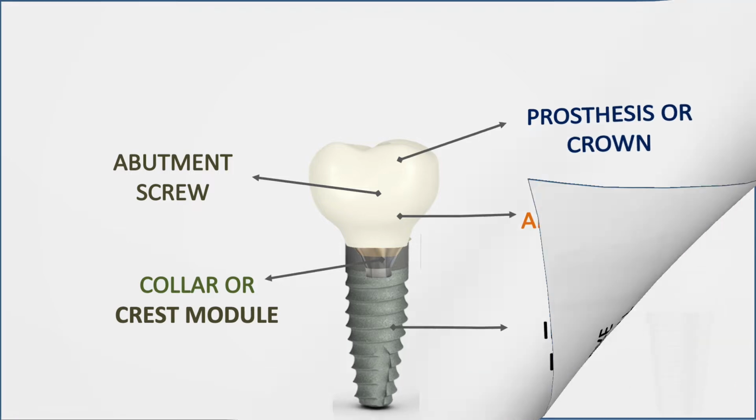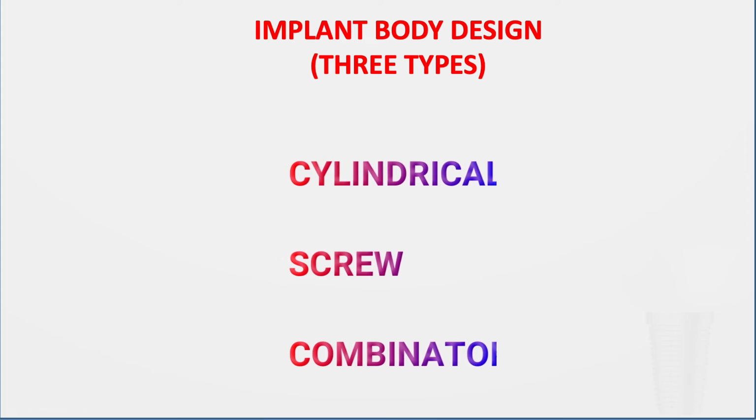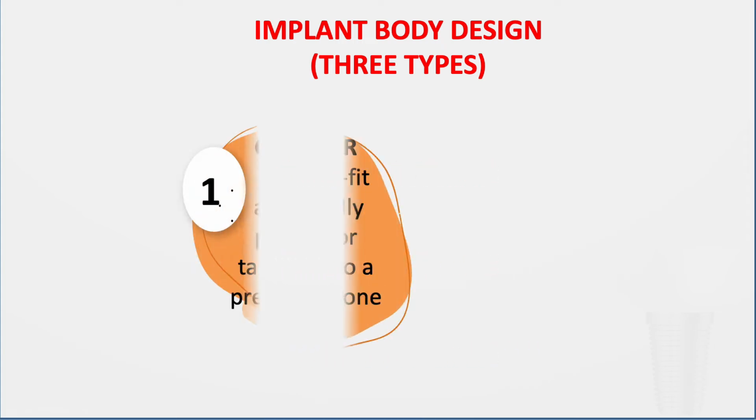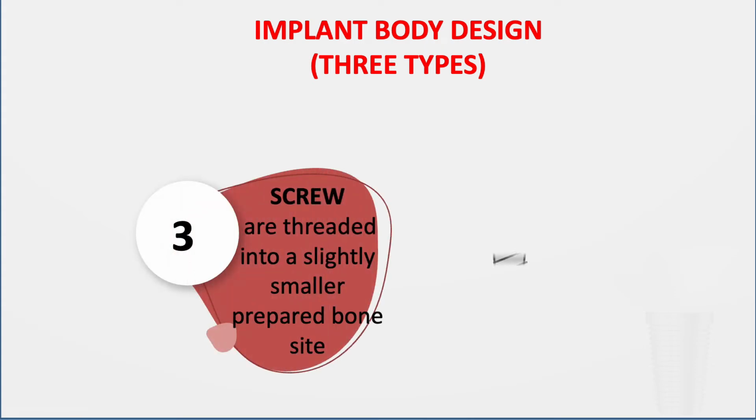Types of implant body design: we have three types, cylindrical, screw, and the third one is a combination of cylindrical and screw. Cylindrical is also called press fit, which are usually pushed or tapped into a prepared bone site. Because the cylindrical design is smooth and has no serration, it is tapped or pushed into a prepared bony site.